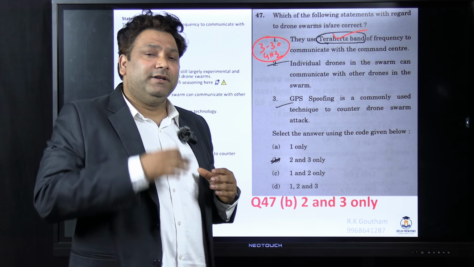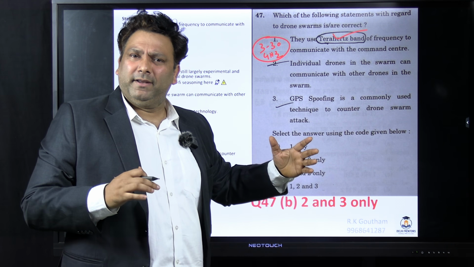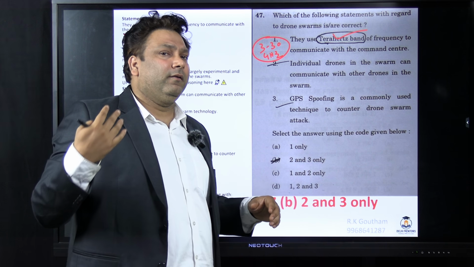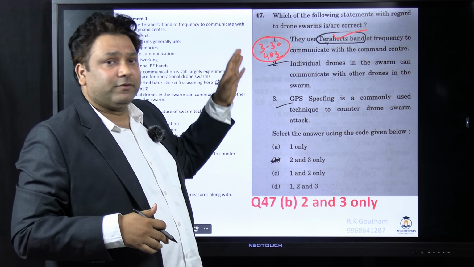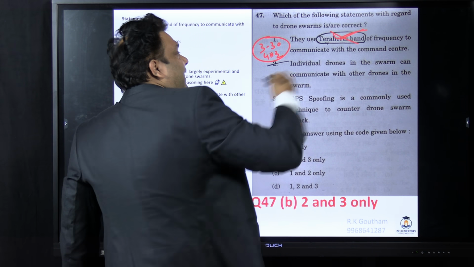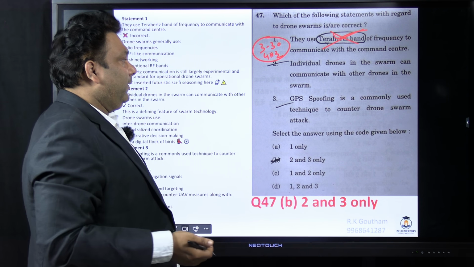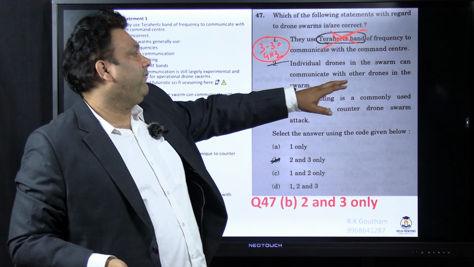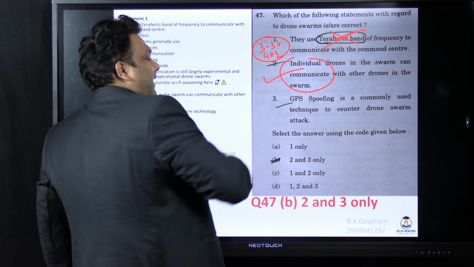In 5G technologies, you'll be having small cells. You have to keep a lot of cells over there. You have to do beamforming, you have to use MIMO, a lot of other technologies have to be used because of the distance decay. So there's no chance of using terahertz. So they'll be using some radio frequencies only. So individual drones in the swarm can communicate with other drones. Swarm means the same thing. So therefore, this is a right statement.